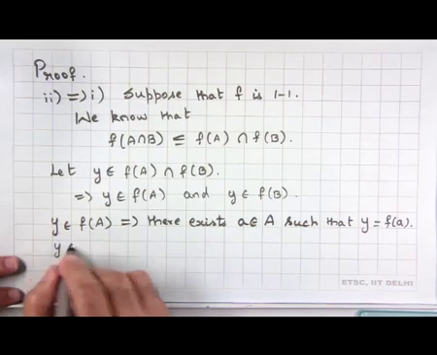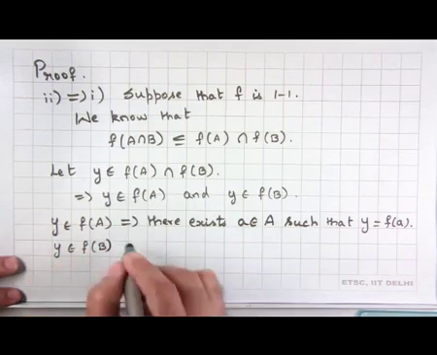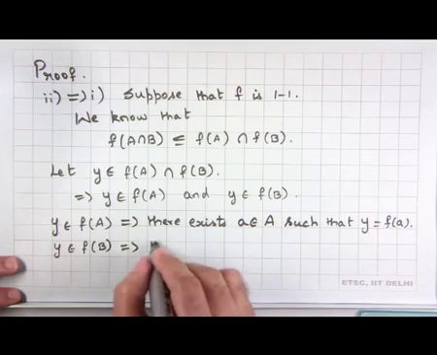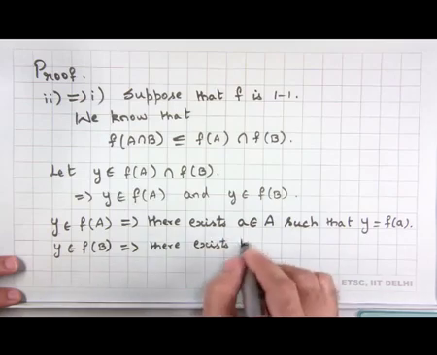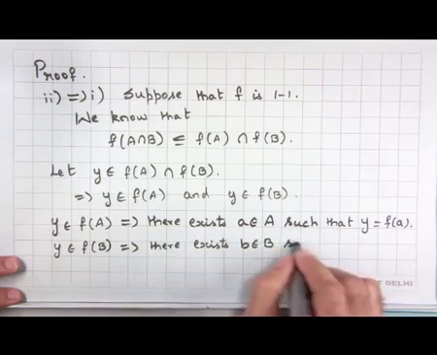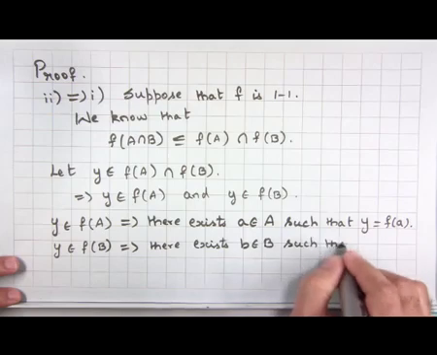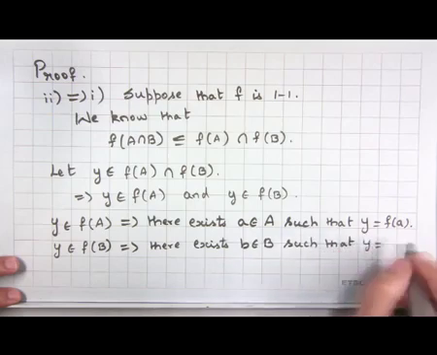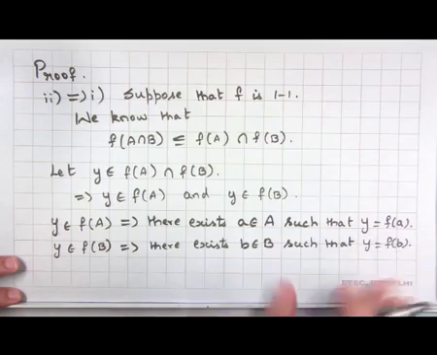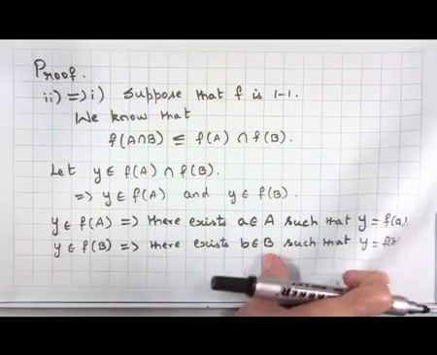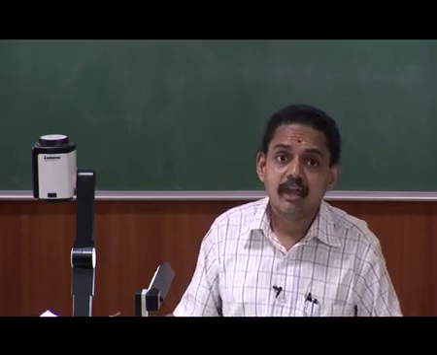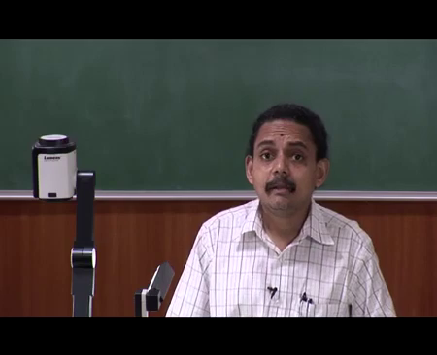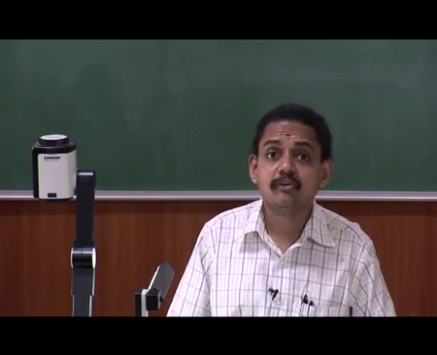Similarly, y belongs to f of B, that immediately implies there exists b in capital B such that y is of the form f of b. Now, what we have is that we have an element a in A such that y is of the form f of a, and similarly we have an element b in B such that y is of the form f of b. Therefore, what do we have?